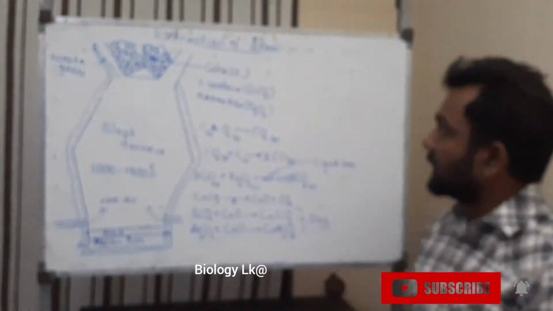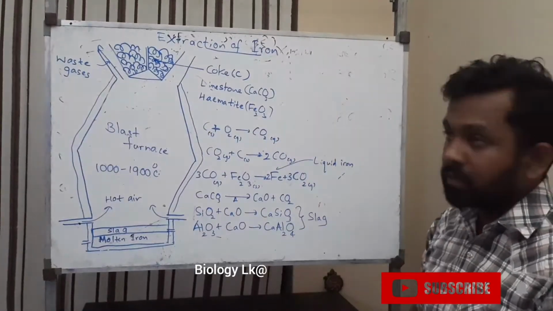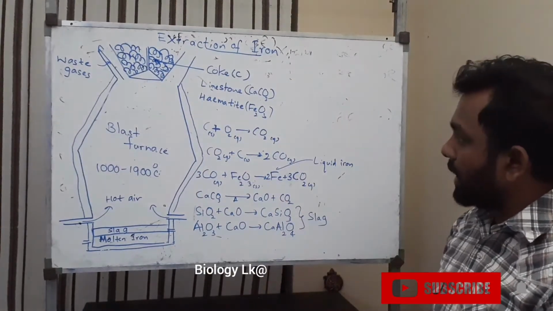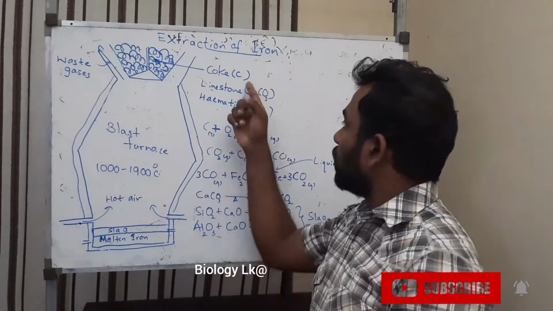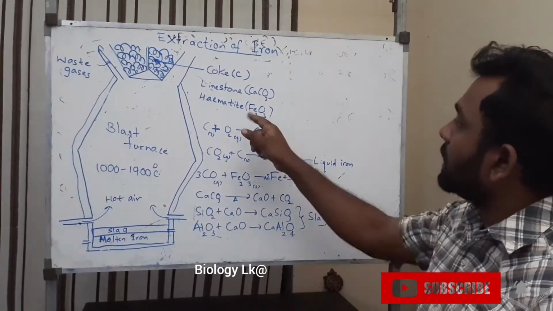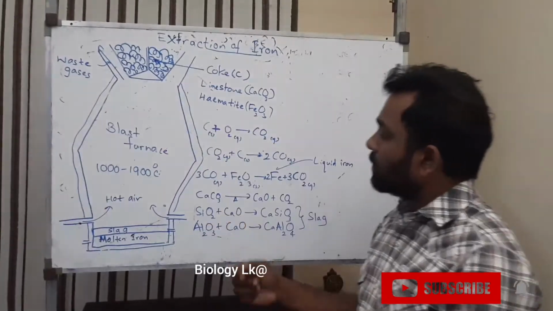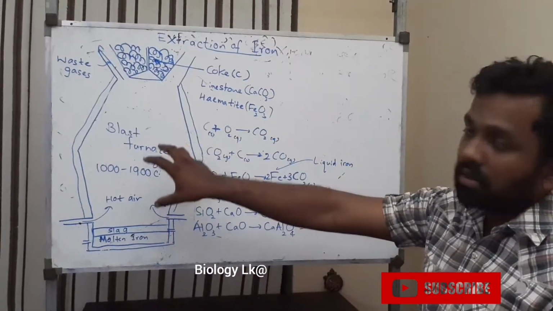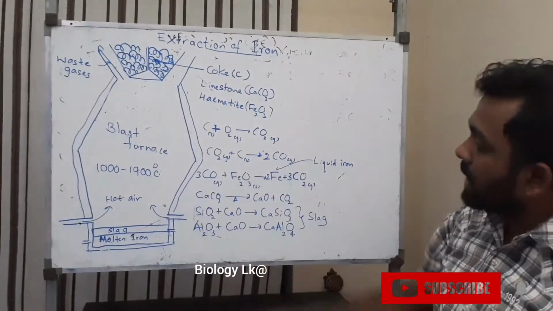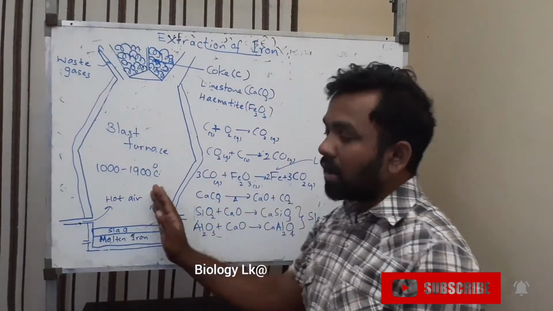Today we are going to study the extraction of iron. For the extraction of iron, we are using coke, limestone and hematite as raw materials. Here, in this structure called the blast furnace, we are adding hot air from its bottom.